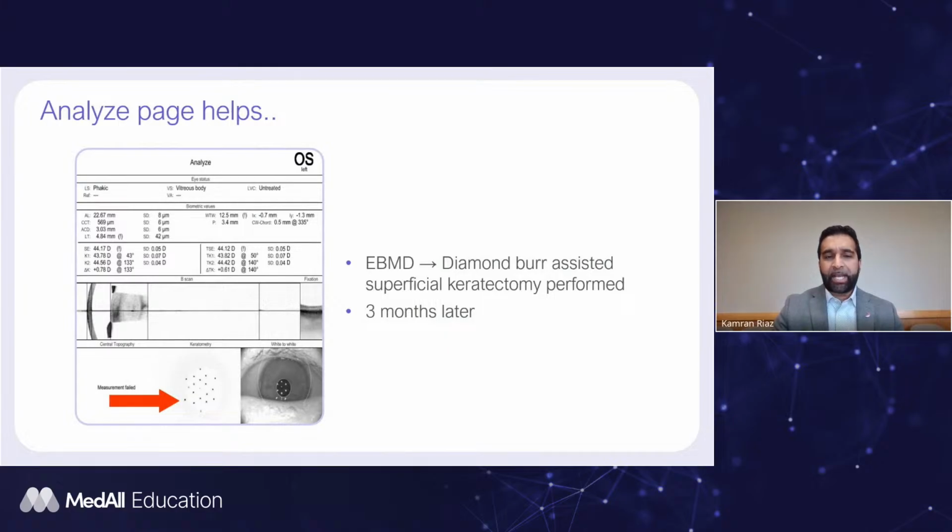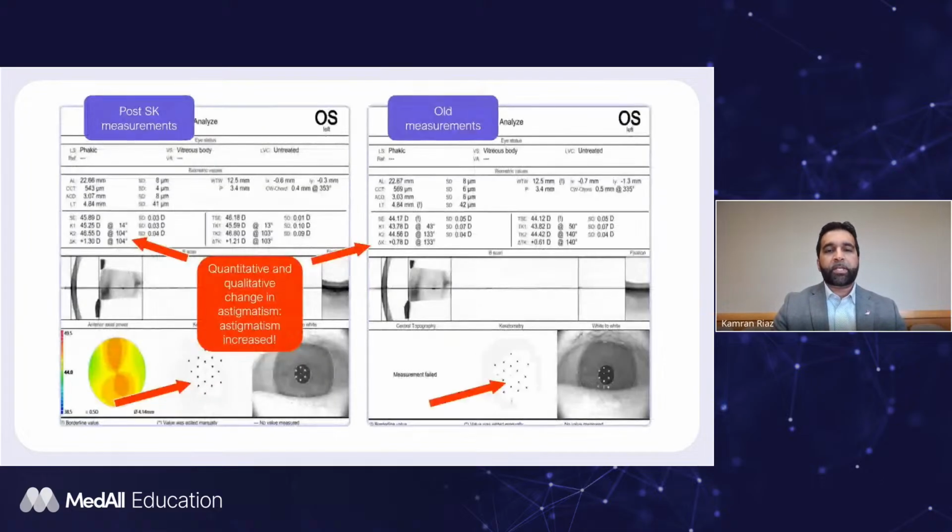The analyzed page helps. Again, this is why I said that page is so important, because here we can see in this patient that was shown in the previous slide that the dots that indicate the quality of the keratometry are not very good. And so this is a patient that clearly had EBMD and needed a DBSK, a diamond burr assisted superficial keratectomy. And 3 months later, when this patient comes back, we can see, on the right side are the old measurements, on the left side are the post-SK measurements.